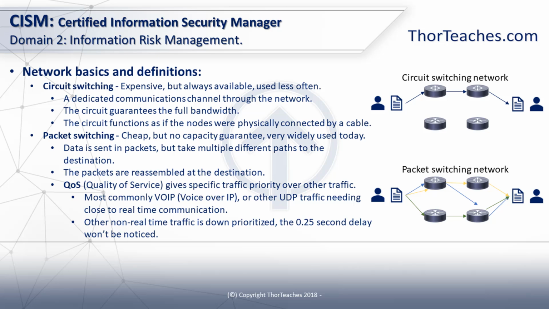So for anything where we need near real-time communication, we will give that a higher priority. That could be voice over IP or video over IP. And then all other traffic that's not reliant on real-time communication is down-prioritized. If you go to a website, you probably won't notice a 100 or 250 millisecond delay, but if you're on a phone call, it's going to sound distorted and weird if you had that delay.